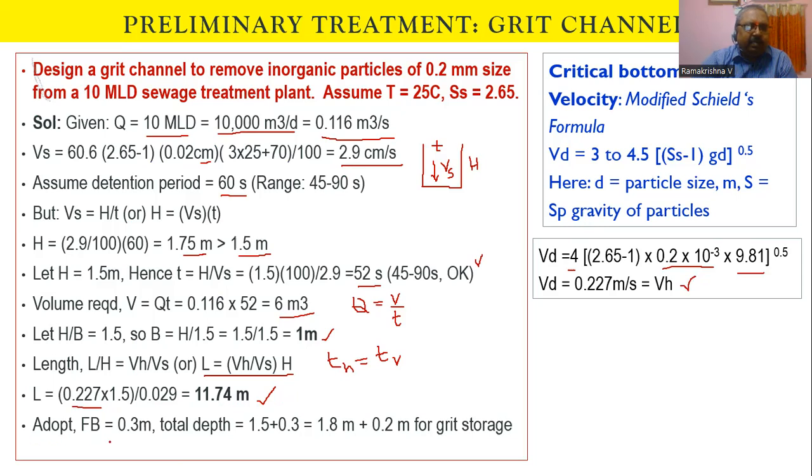So if we adopt a freeboard of 0.3 meters, total depth will be equal to 1.5 plus 0.3, that is 1.8, plus we'll allow some small depth for storage on the grid.